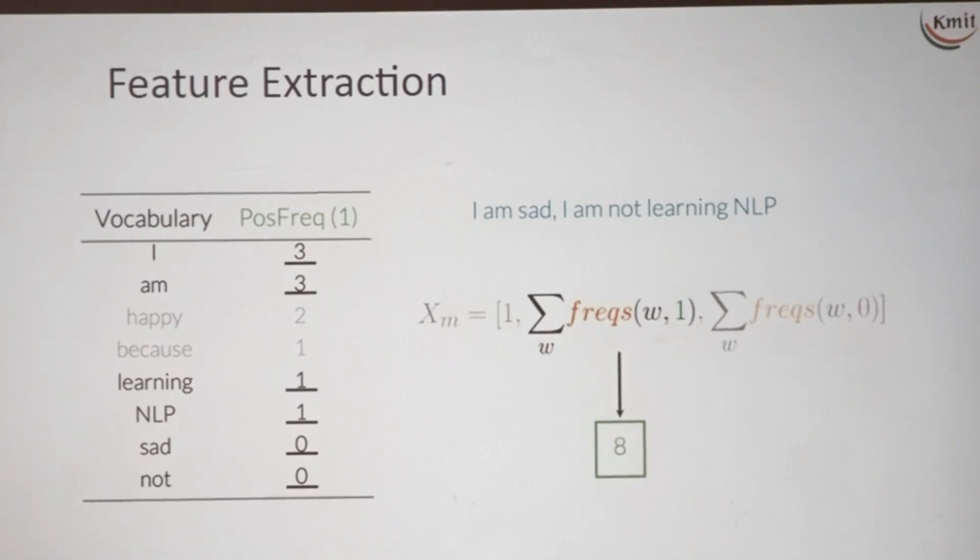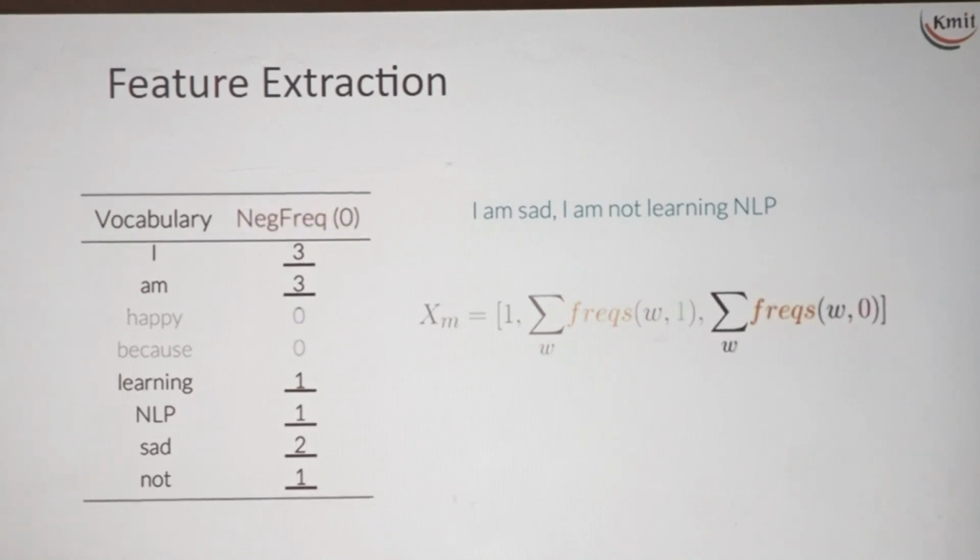Can you guess the value for the next one? Somebody is saying, right. That's what. Just whatever is highlighted, these are the words that have appeared: I am sad, I am not learning NLP. In the negative frequencies now you have to see these corresponding frequencies. 3 plus 3 plus 1 plus 1 plus 2 plus 1, it is equivalent to 11. I think you said 9. Okay, right. You understood?